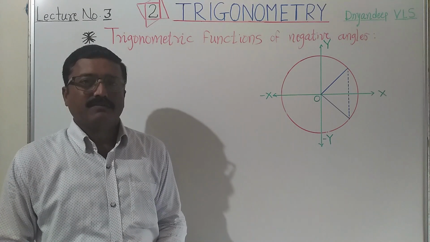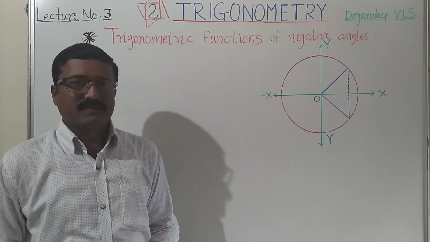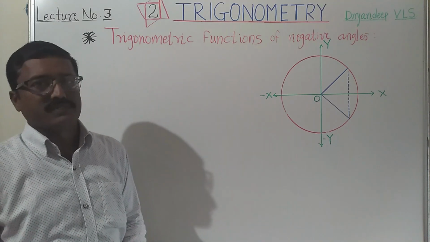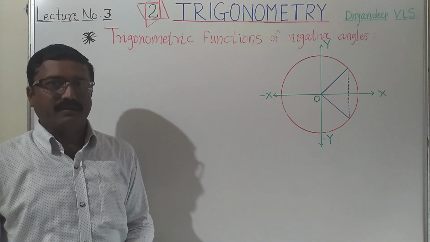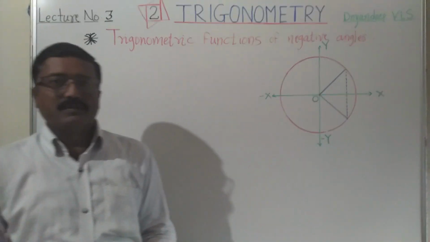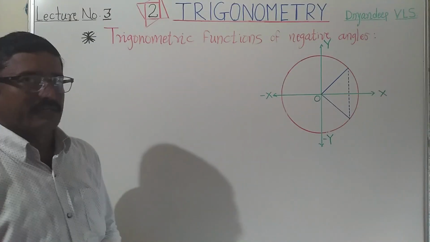Hi everyone, we are learning the trigonometric functions. In yesterday's lecture, we learned the trigonometric values, ratios or functions of some specific angles which are in quadrants. Now, today we will learn how to find the trigonometric functions for negative angles.